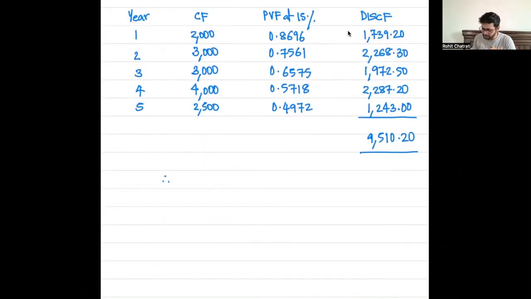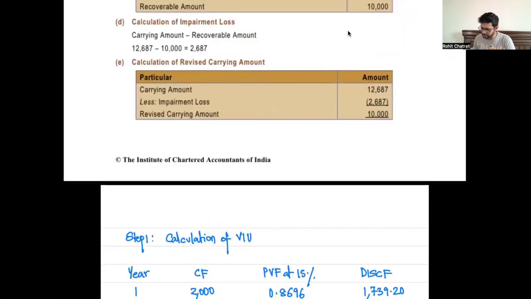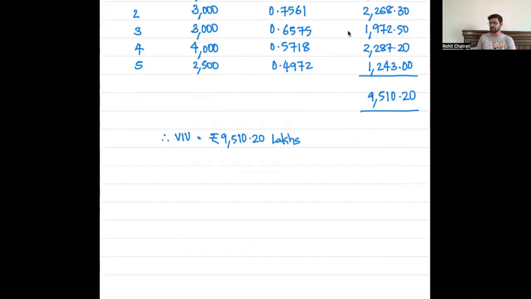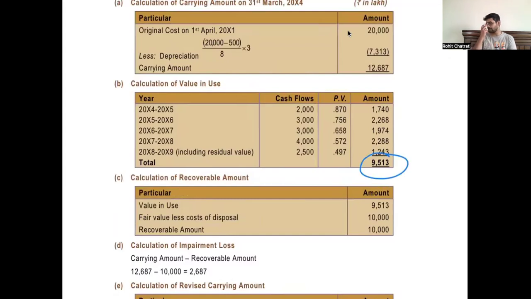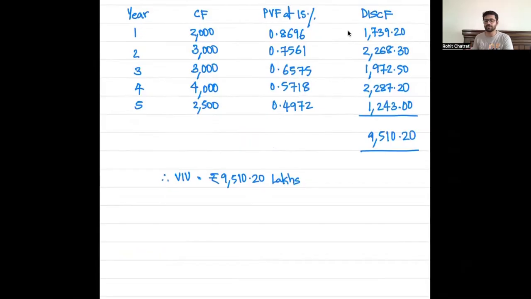9510.2 lakhs. Was it lakhs or was it crores? It's lakhs, right? Therefore, VIU is equal to rupees 9510.20 lakhs. Let's quickly check whether we have the same answer as that of the institute. Institute has got an answer of 9513, which is fine. They have used the discount factor only restricted to 3 decimals.